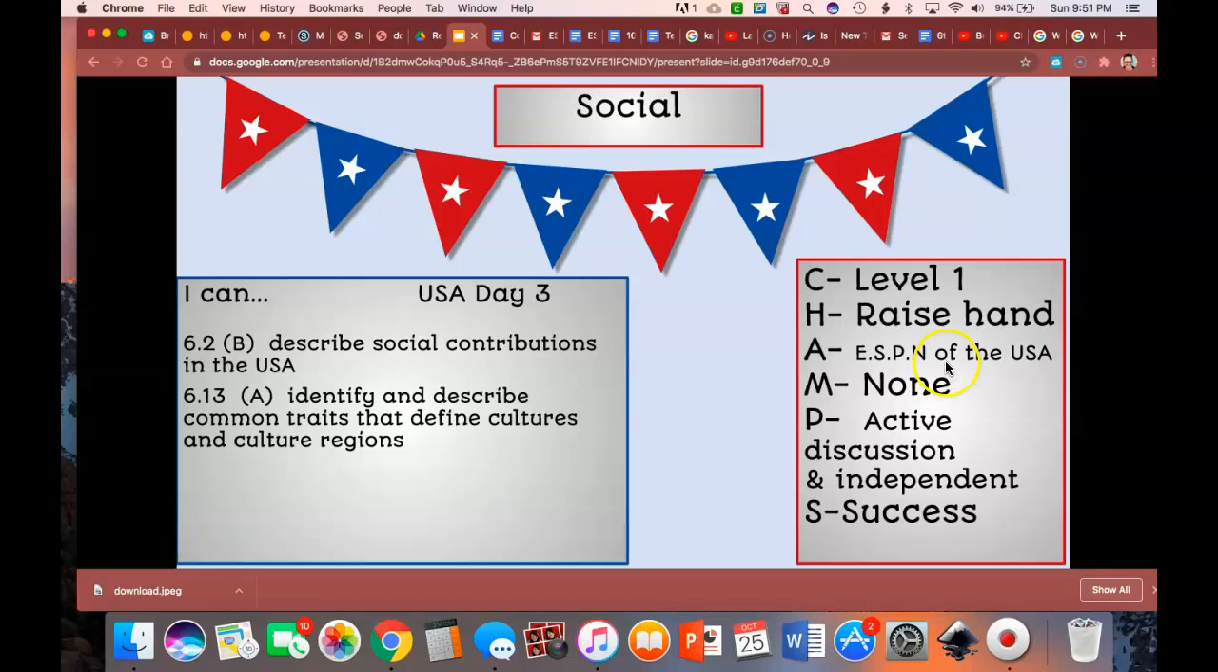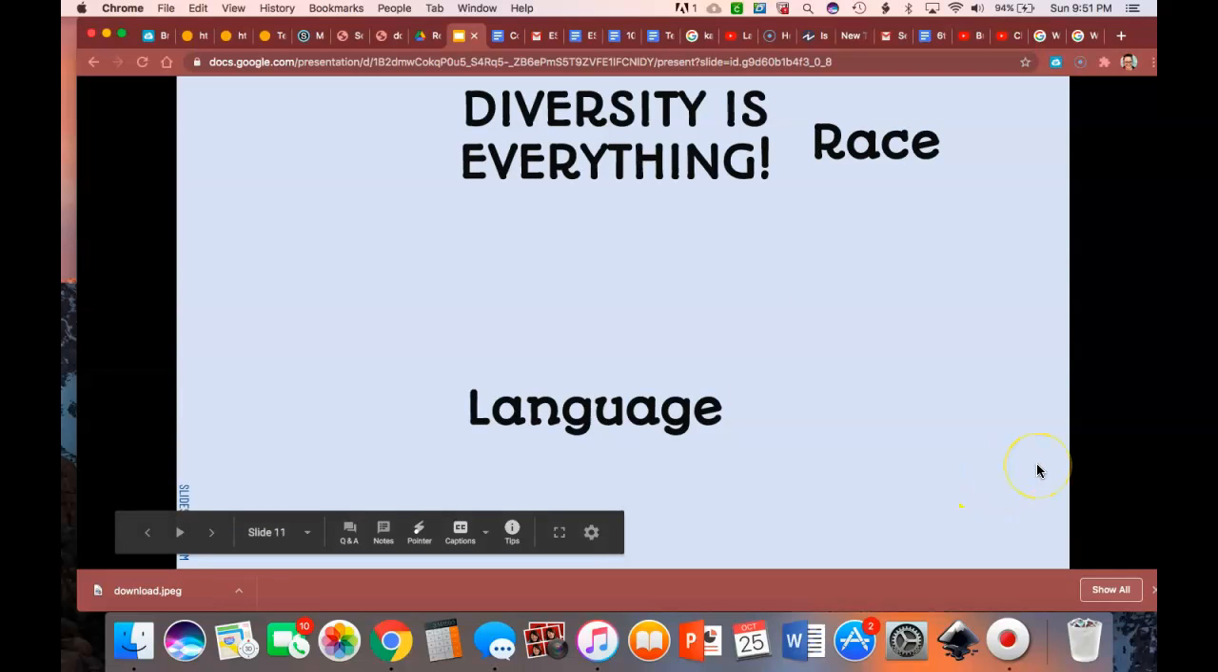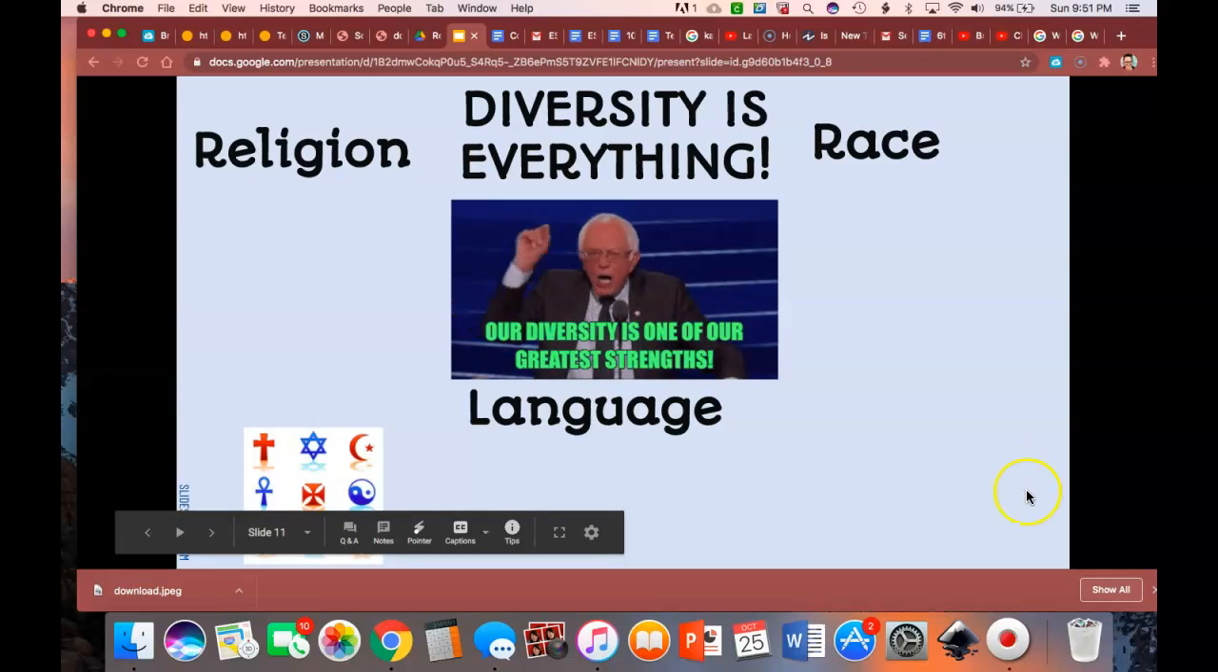Social. So we're going to talk about describing the social contributions to the U.S. We're going to identify common traits that identify our culture and regions. So diversity is everything. So we have race and language and religion. Huge, huge, huge. Our diversity is one of our greatest strengths.